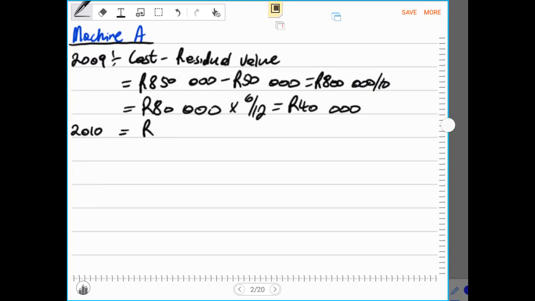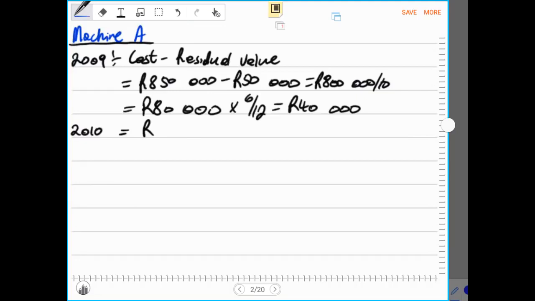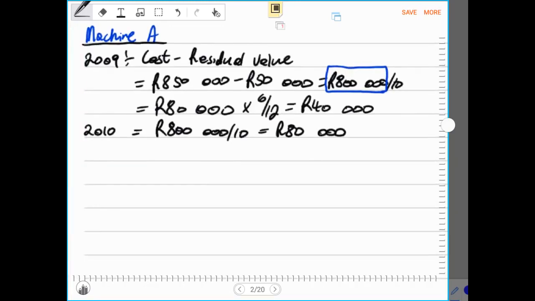And for the year 2010, we don't have to go back and do all the calculations. We already have calculated what we call the depreciable amount, meaning the amount at which depreciation will be calculated, which is cost minus residual value. So we can just take that 800,000, which is the depreciable amount, and divide this by 10 years, and this will give us 80,000 rands. This will be depreciation for 2010. Remember, this is straight line method.